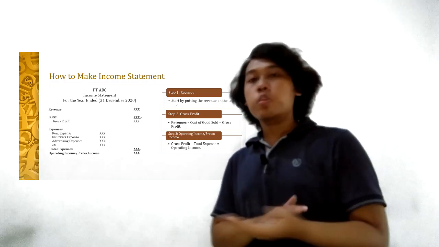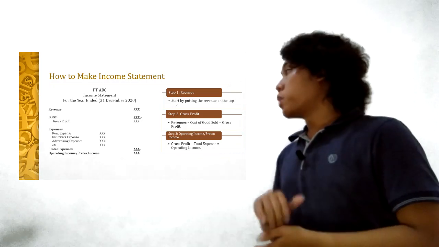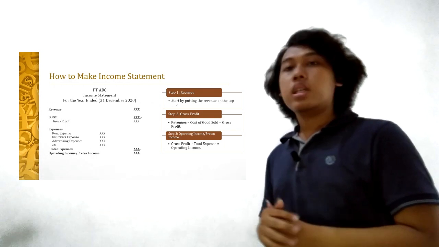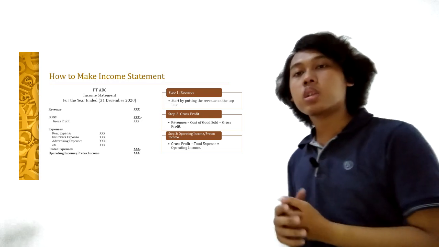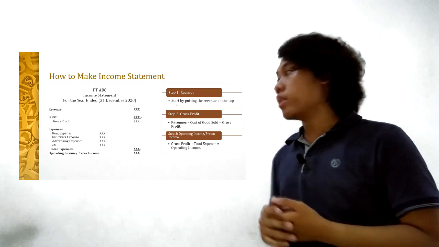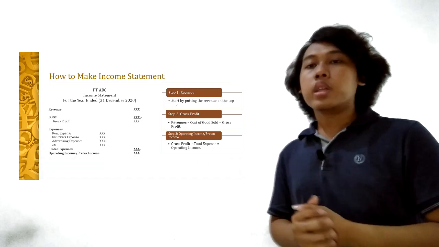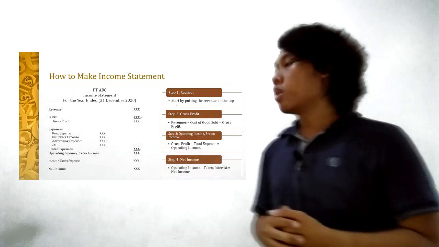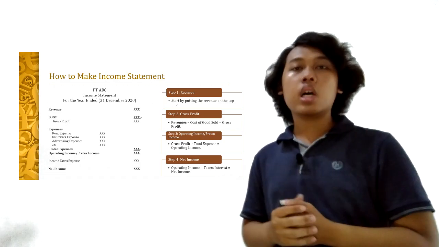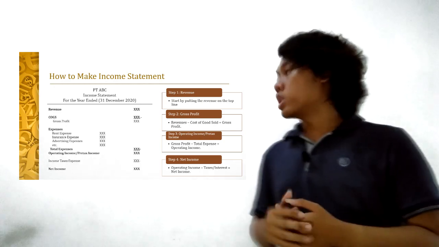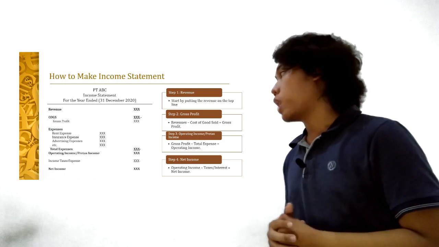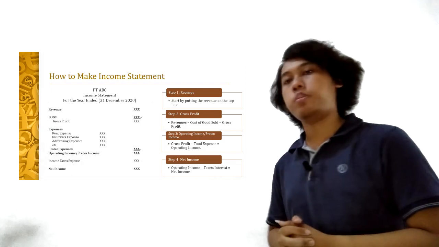To get the pre-tax income, you have to summarize the expenses of the company, and by subtracting total expenses from gross profit, you get the pre-tax income or operating income, and then net income. But before you get the net income, you must subtract the interest or depreciation from operating income, and then you get the net income. And that's how to make an income statement.